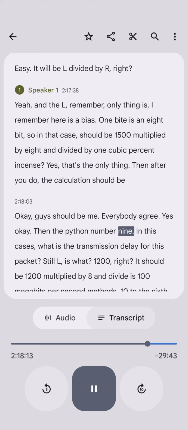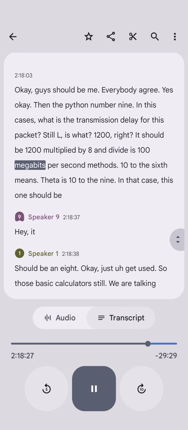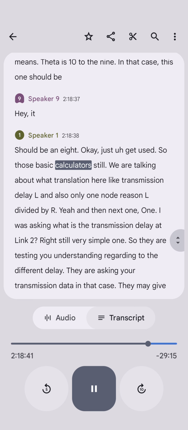Then question number 9. In this case, what is the transmission delay for this packet? Still L is 1200, right? Yes. It should be 1200 multiplied by 8 divided by 100 megabit per second. Mega is 10 to the 6. Makes sense? Giga is 10 to the 9. In that case, this one should be A. Okay, just get used to those basic calculations.